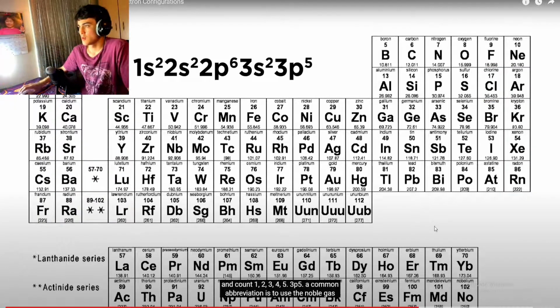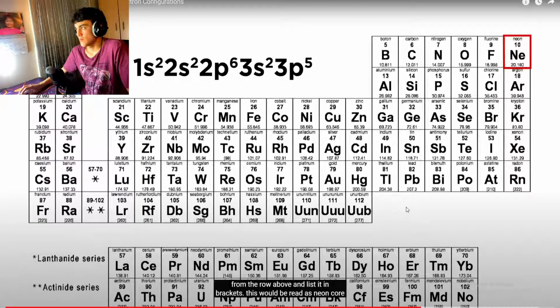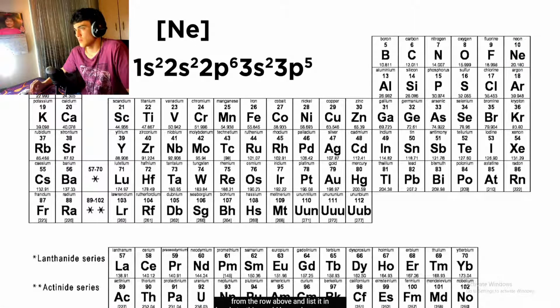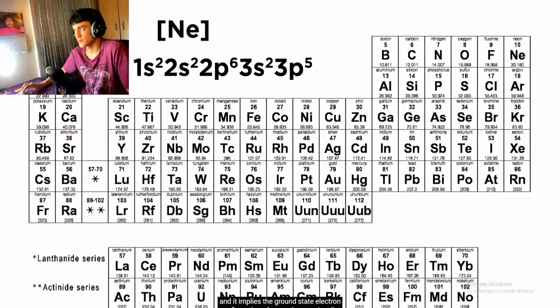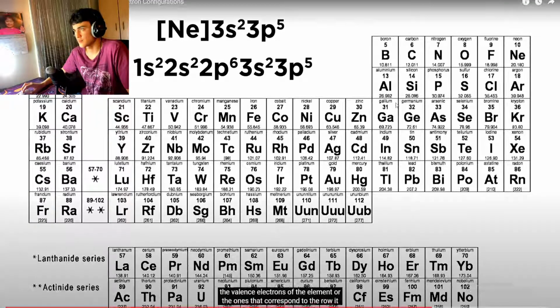A common abbreviation is to use the noble gas from the row above and list it in brackets. This would be read as neon, and then 3s2, and then 3p5. It implies the ground state electron configuration of neon. Then you just list the valence electrons of the element, the 3s2 and 3p5, that correspond to the row it is in.